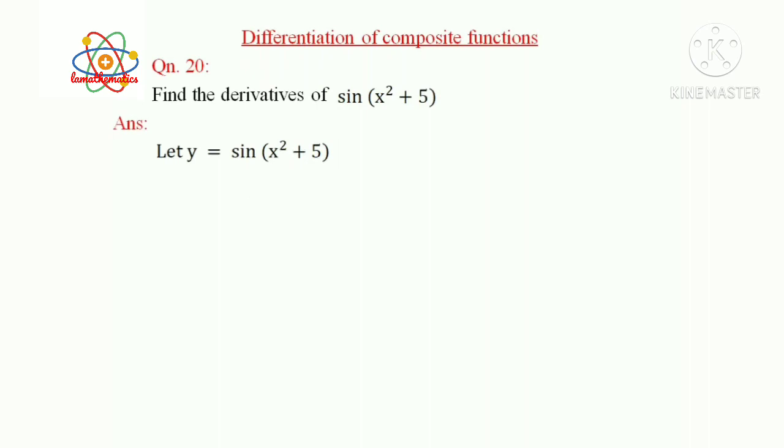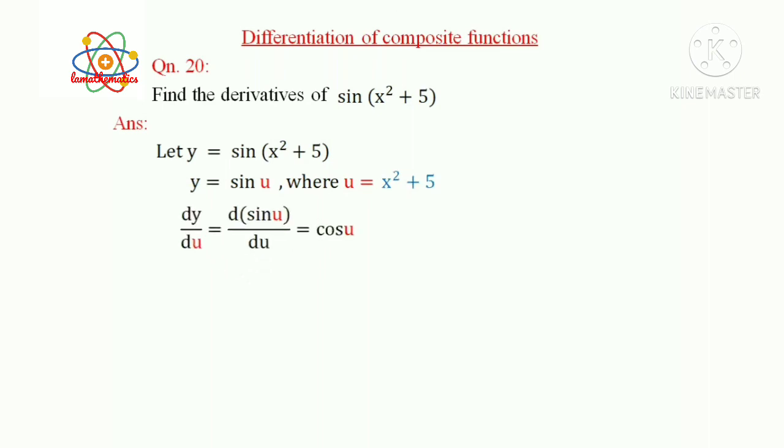Differentiation of composition function or composite function. Question number 20. Find the derivative of sin(x² + 5). This is a function of a function. Here we use the function of a function rule, or chain rule. Answer. Let y = sin(x² + 5). Then y = sin u, where u = x² + 5.